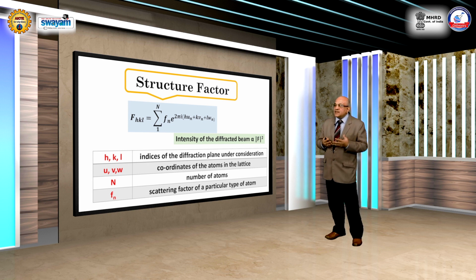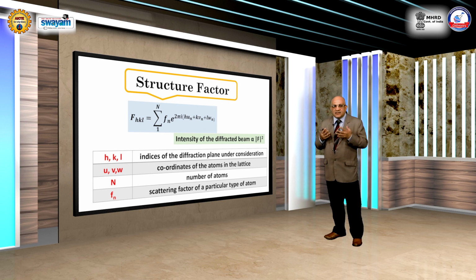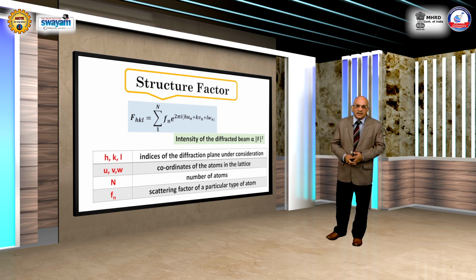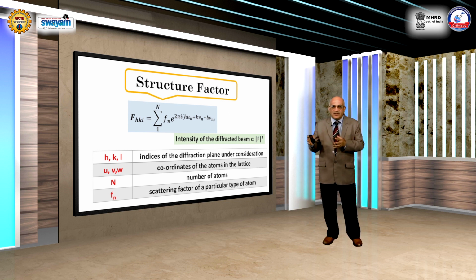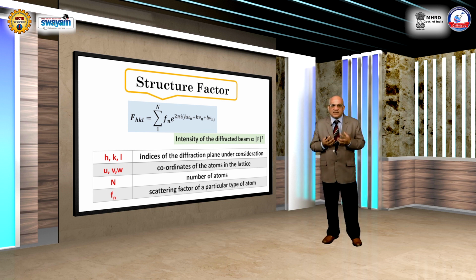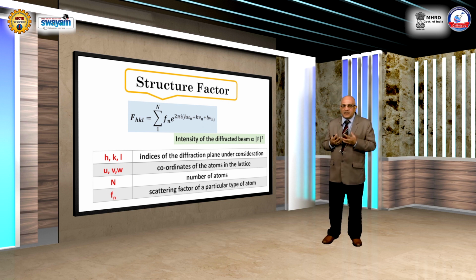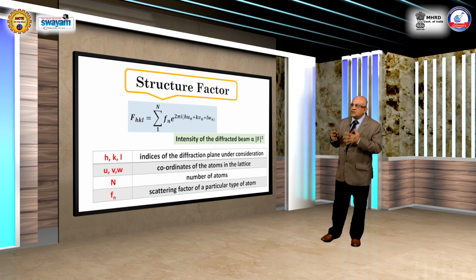The intensity is proportional to the square of the structure factor, right. So, I is proportional to the square of the magnitude of F, and the structure factor is actually related to the scattering factor and this exponential factor. The exponential factor has the phase component. So, there are two parts of the structure factor. One part is the scattering factor, the other part is the phase, and both are very important in giving you a structure factor. A big structure factor will give you a high intensity.